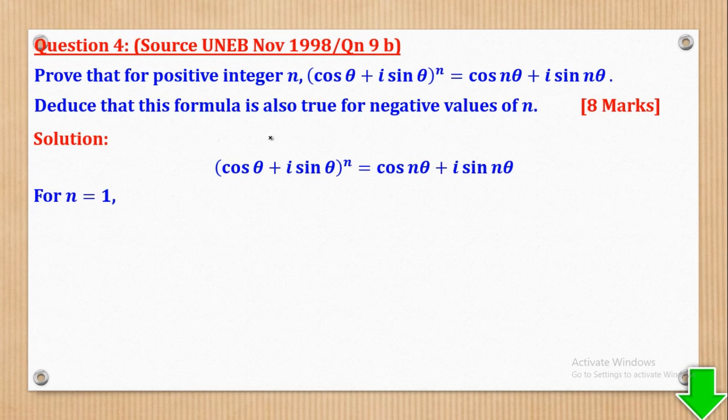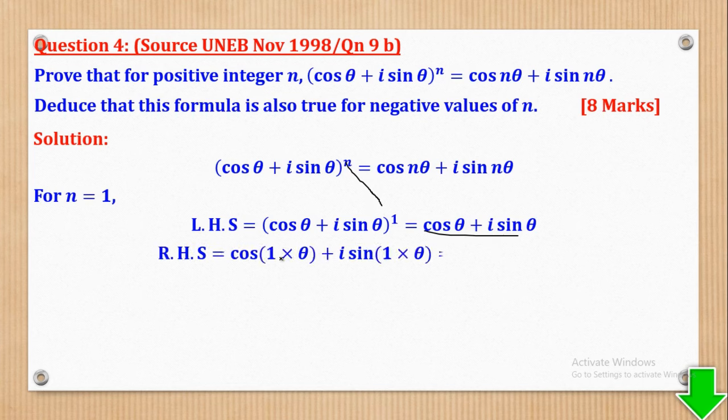So we are going to use the method of proof by induction. For n equal to 1, put 1 here, you come up with this, which is that. Then for the right hand side, where there is n, you put there 1, you'll come up with this. So they are equal, meaning that it is true for n equal to 1.